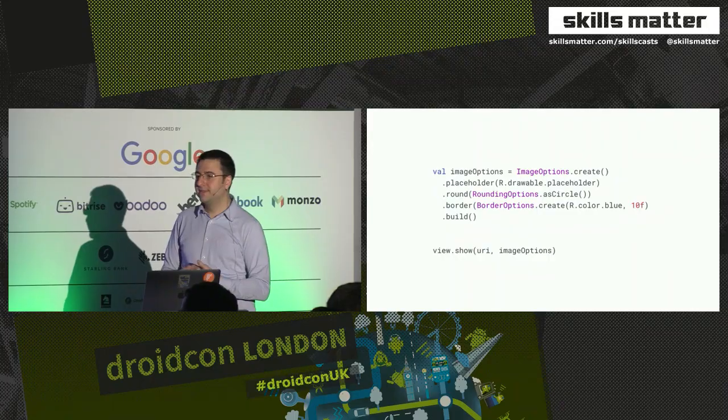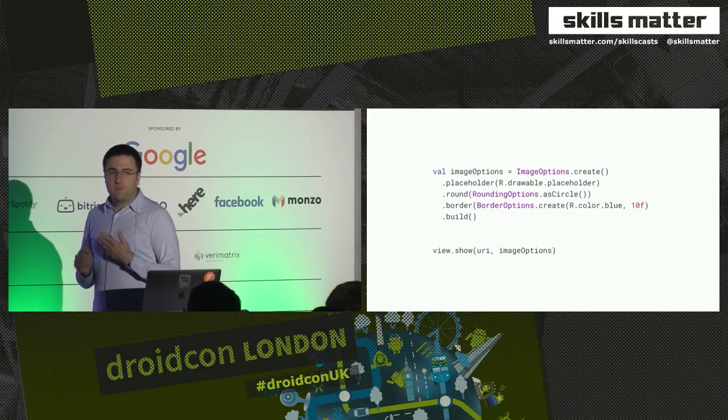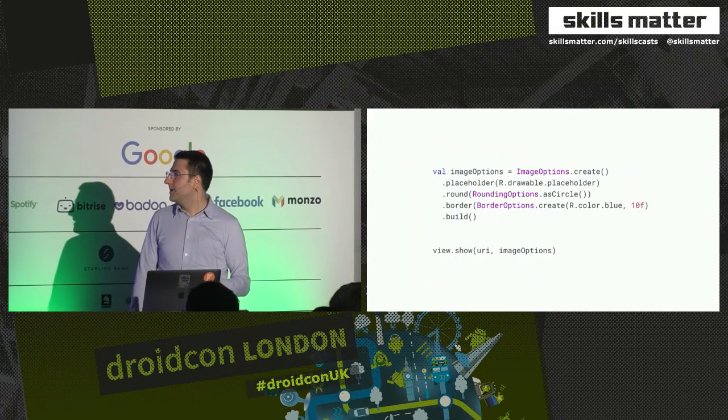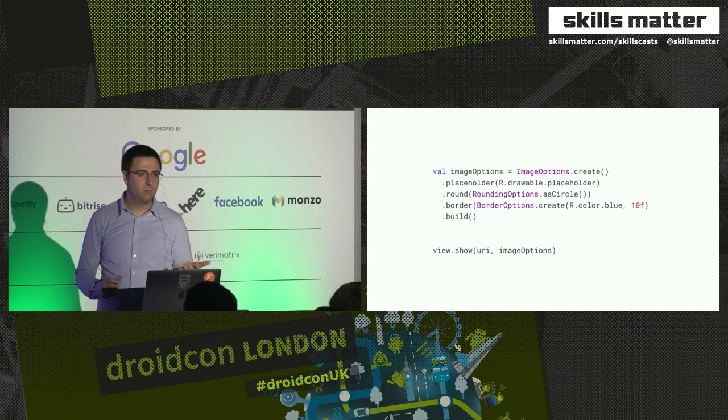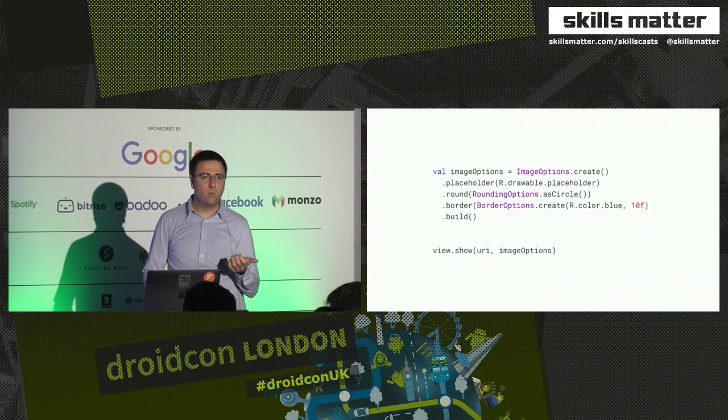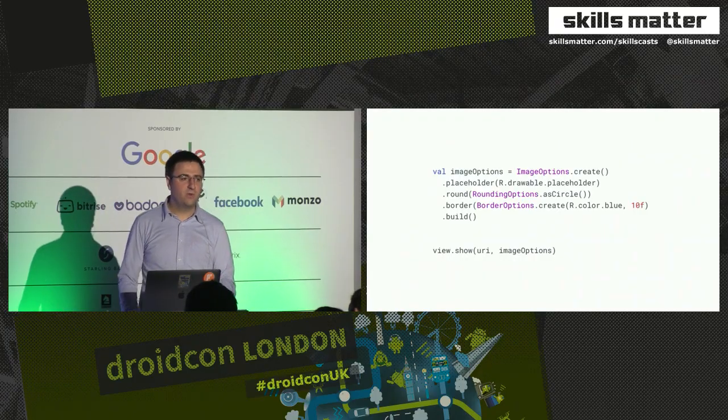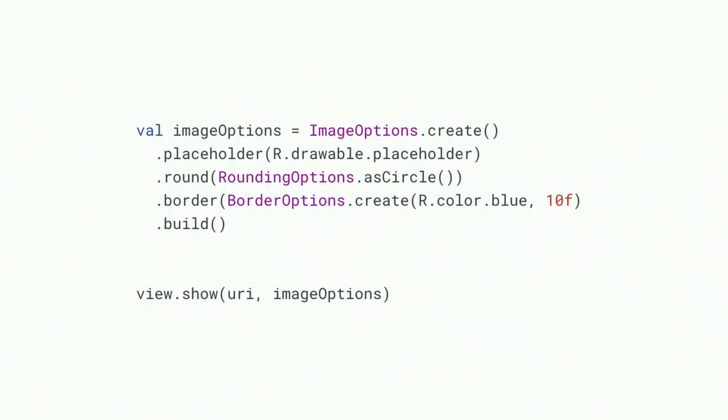One other advantage of this is that it is better for performance, because you can reuse the image options. Because these image options are immutable objects, you can just define a style once. For example, if you have a profile picture, you could define a profile picture style and then just pass this to all your components that actually display the profile picture, and they all will look the same.